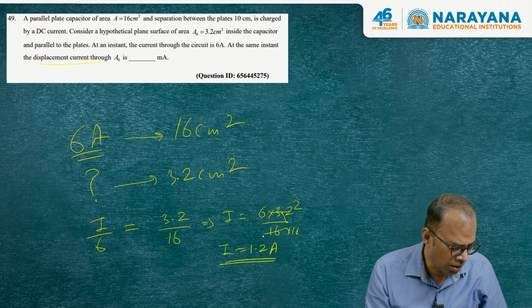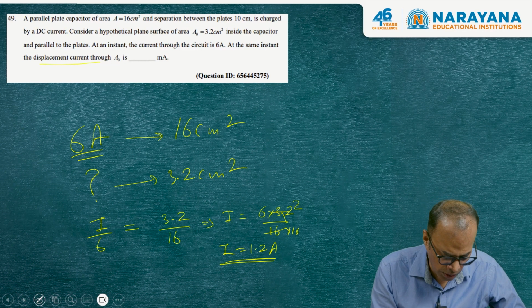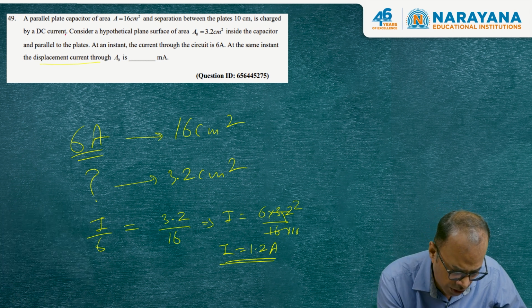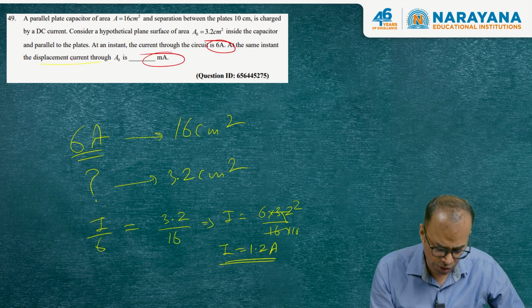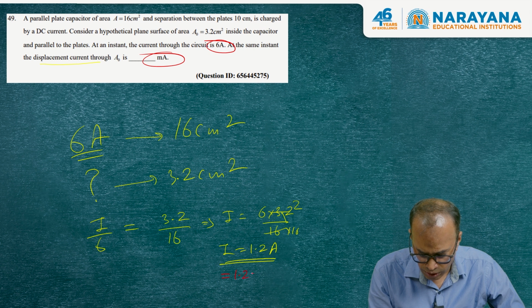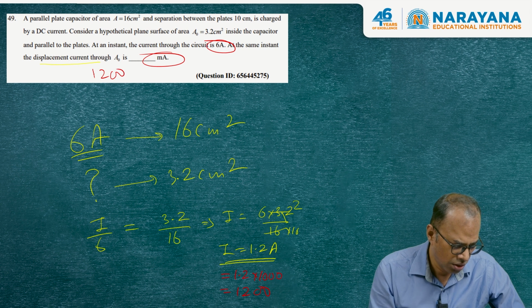Now I am really happy to see this trap given over here. They are answering in milliampere. Note this very carefully. They gave this current in amperes, but they are asking the answer in milliampere. This is very important to note. So I have to convert this into milliampere. I have to multiply it by 1000 and the answer becomes 1200. So the final answer is 1200.